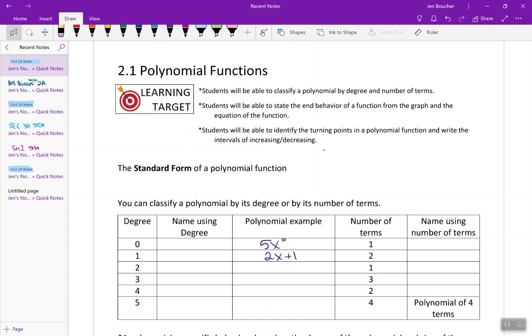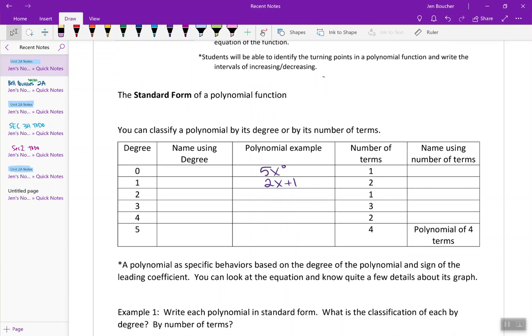First thing though, we need to make sure we understand what standard form is. If I ask you to write a polynomial in standard form, what am I asking you to do? Simplify it, so what? Logan? Yep. So it's your polynomial function with your largest exponents in front, and then it goes in decreasing order.